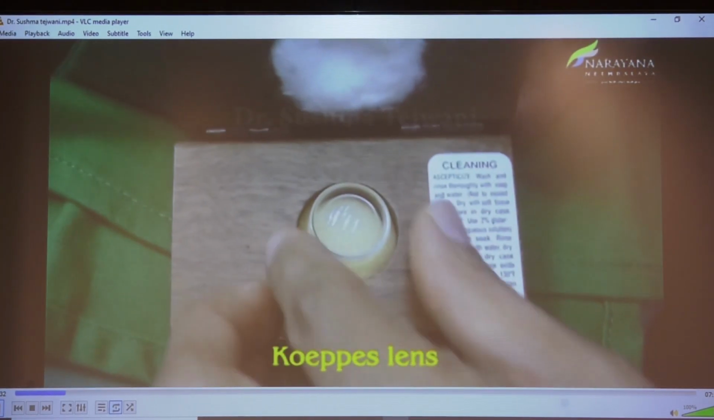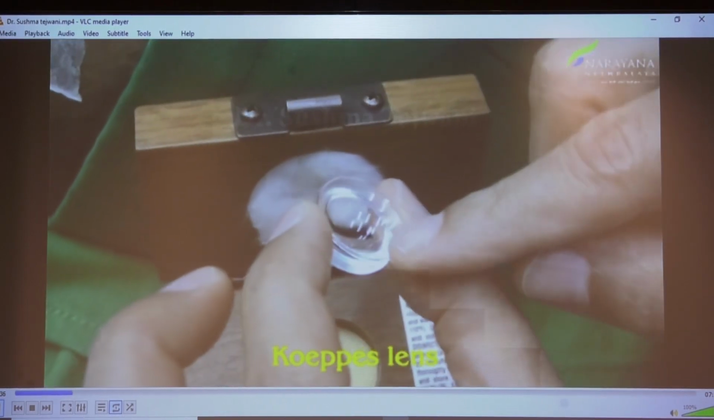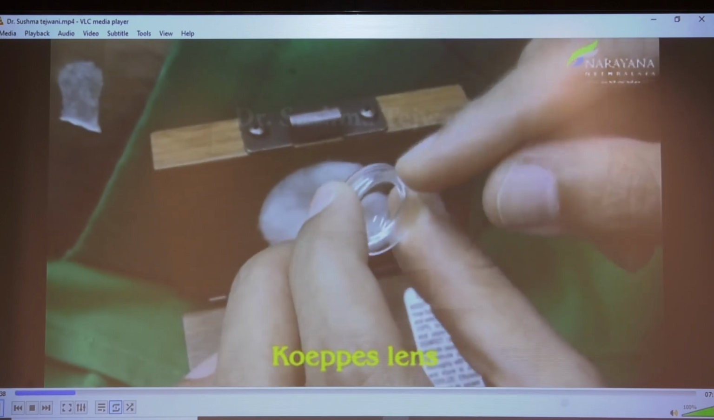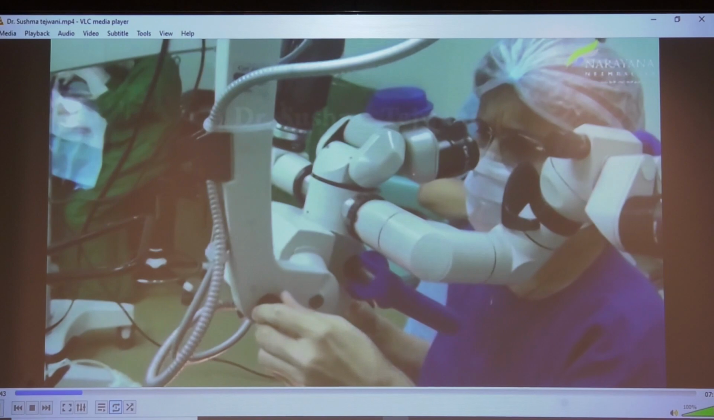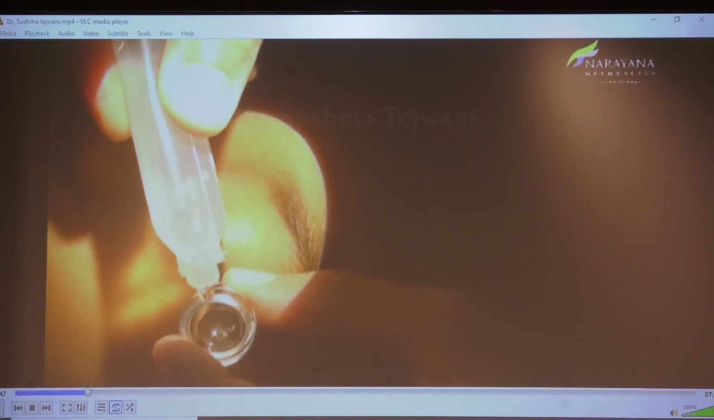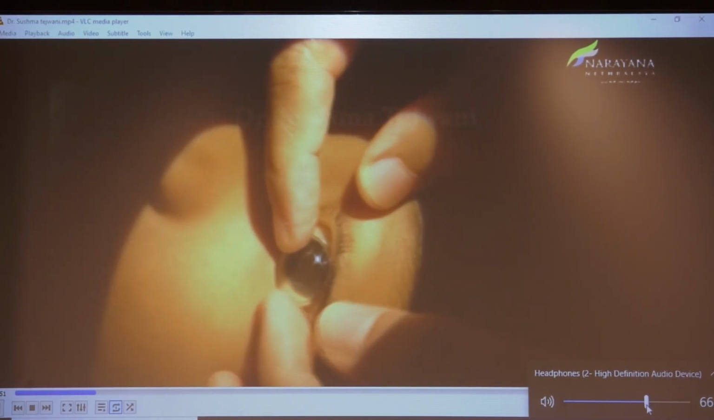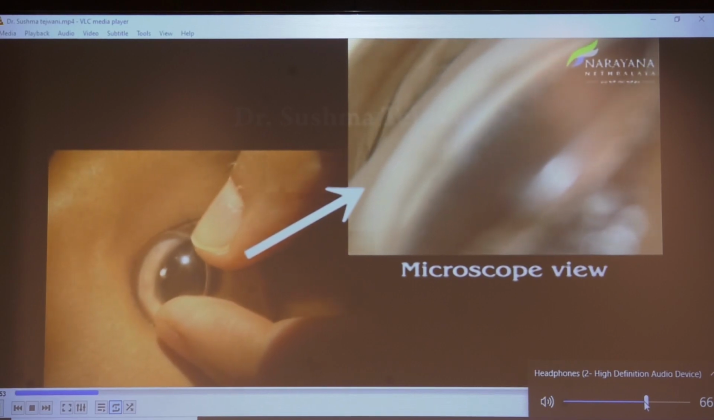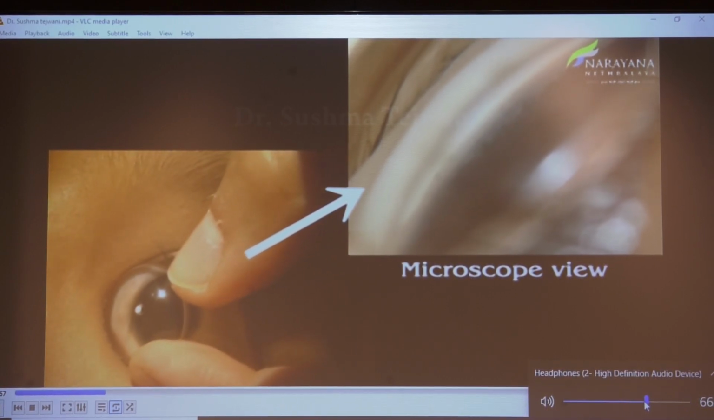This is how a Koppe's lens looks like, and that is used for gonioscopy in supine position, especially for children under general anesthesia. Change to the slanting position by moving this knob, and then the concave part of the lens is filled with saline and is inserted onto the eye. The angle is then examined directly under the microscopic view that you can see.